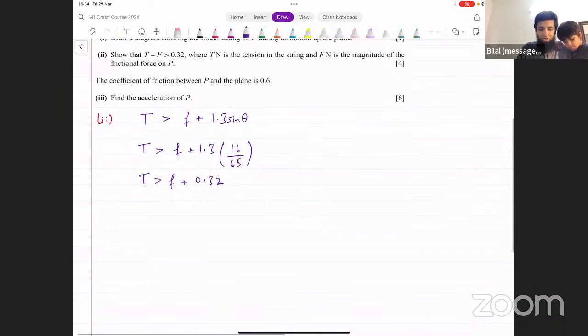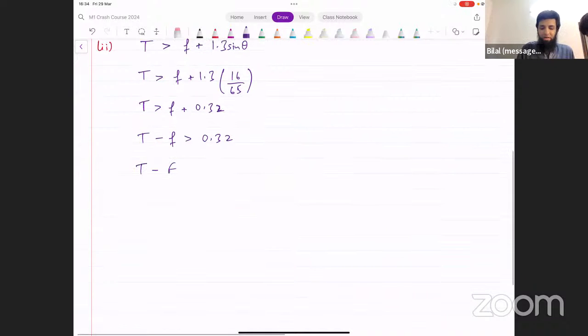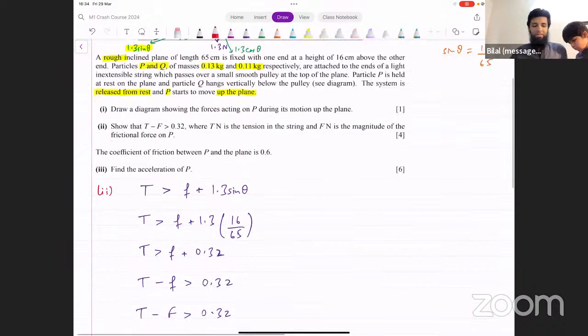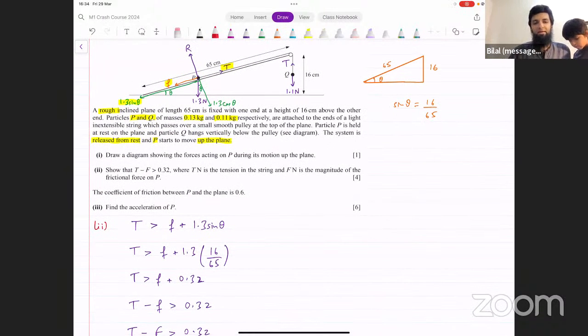We can just take friction to the other side. Now, they have represented friction with capital F. So we can say T minus F is greater than 0.32. That's what we had to show in the second part. Since the particle was moving up the plane, the forces acting up the plane have to be greater than the forces acting down the plane. That's what we did, and we got to that inequality that they asked us to find.